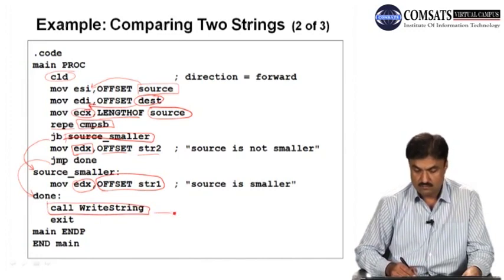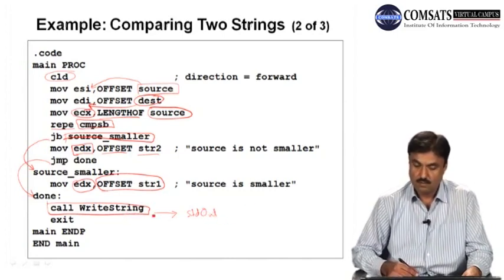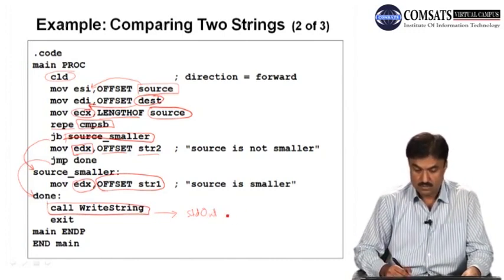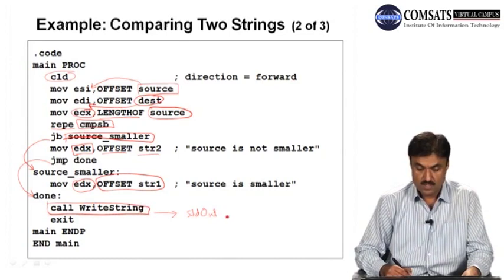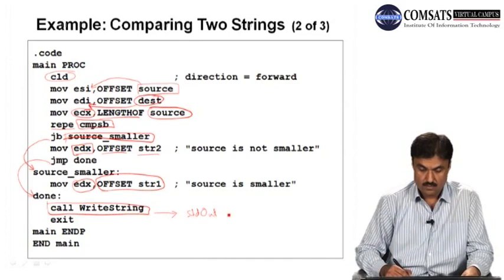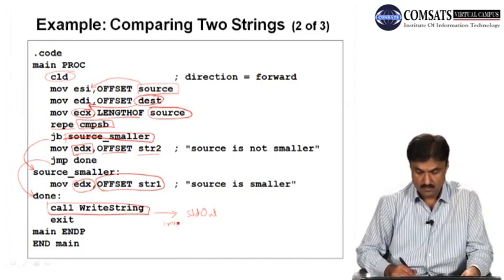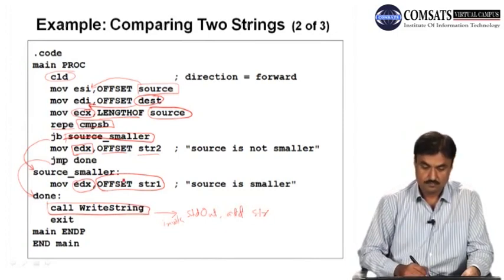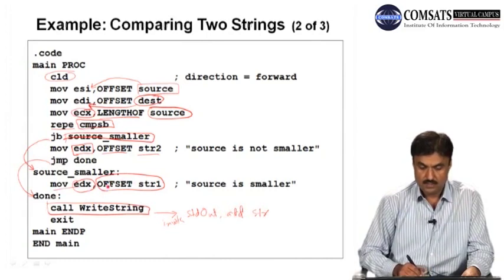Instead of using this one, we can also use StdOut. WriteString is the procedure which has been defined inside the book. So instead of using this, you can use StdOut: invoke StdOut, comma, address of string 2, or here you can write the move.